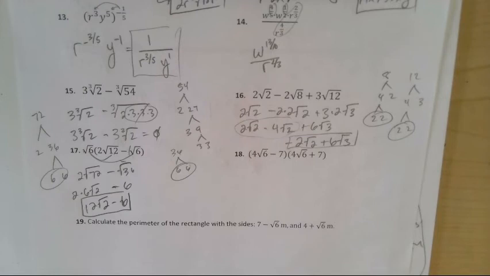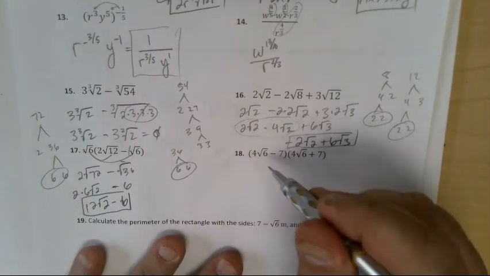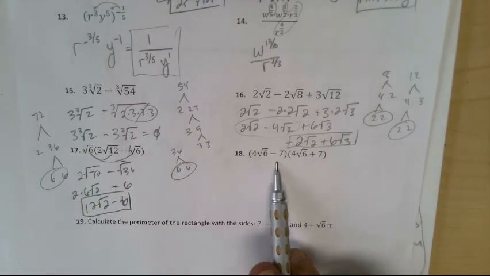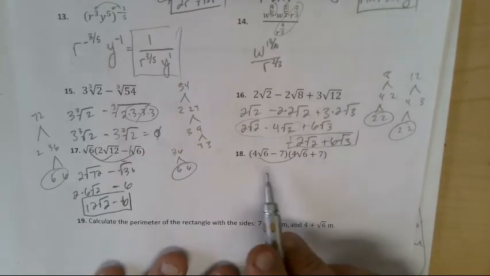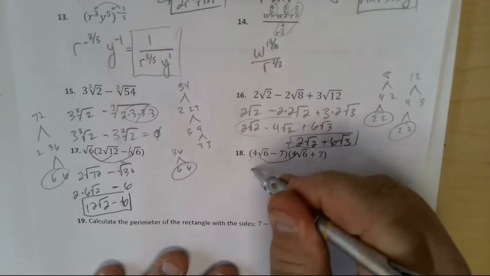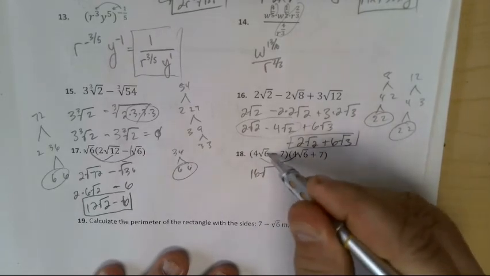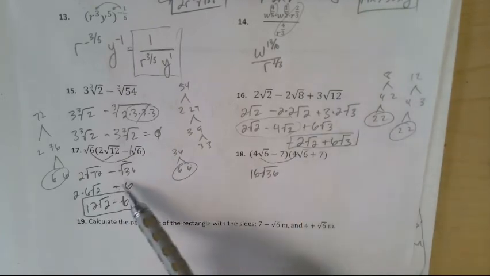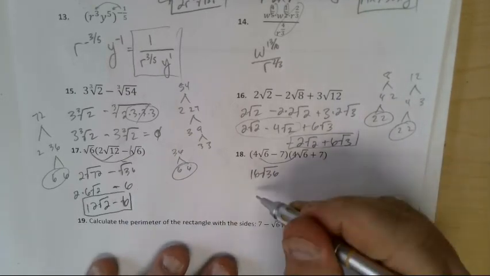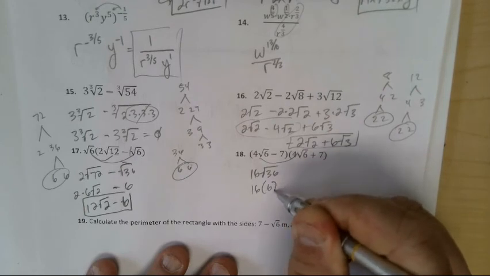Okay, now let's look at this. A couple problems left. I've got 4 square roots of 6 minus 7 times 4 square roots of 6 plus 7. I have to distribute this through. If I multiply this times this, 4 times 4 is 16. The square root of 6 times the square root of 6, that's the same as the square root of 36. Now, I already found over here the square root of 36 is 6. So this is just 16 times 6.